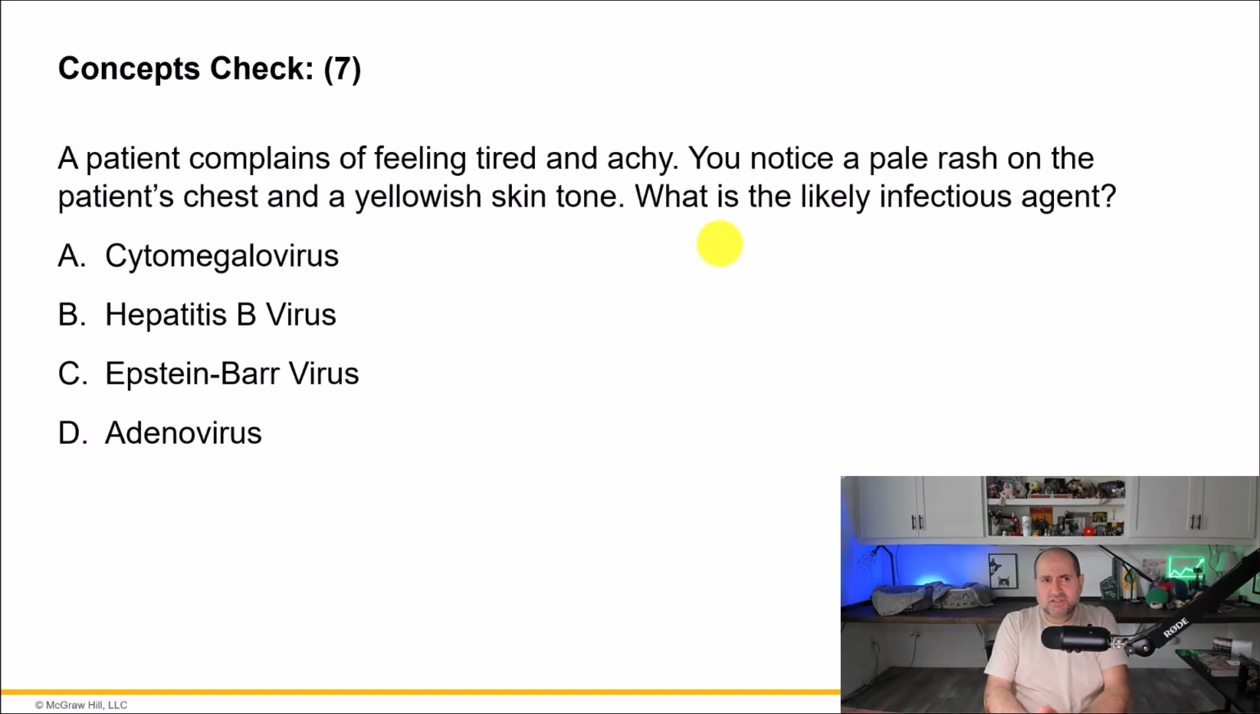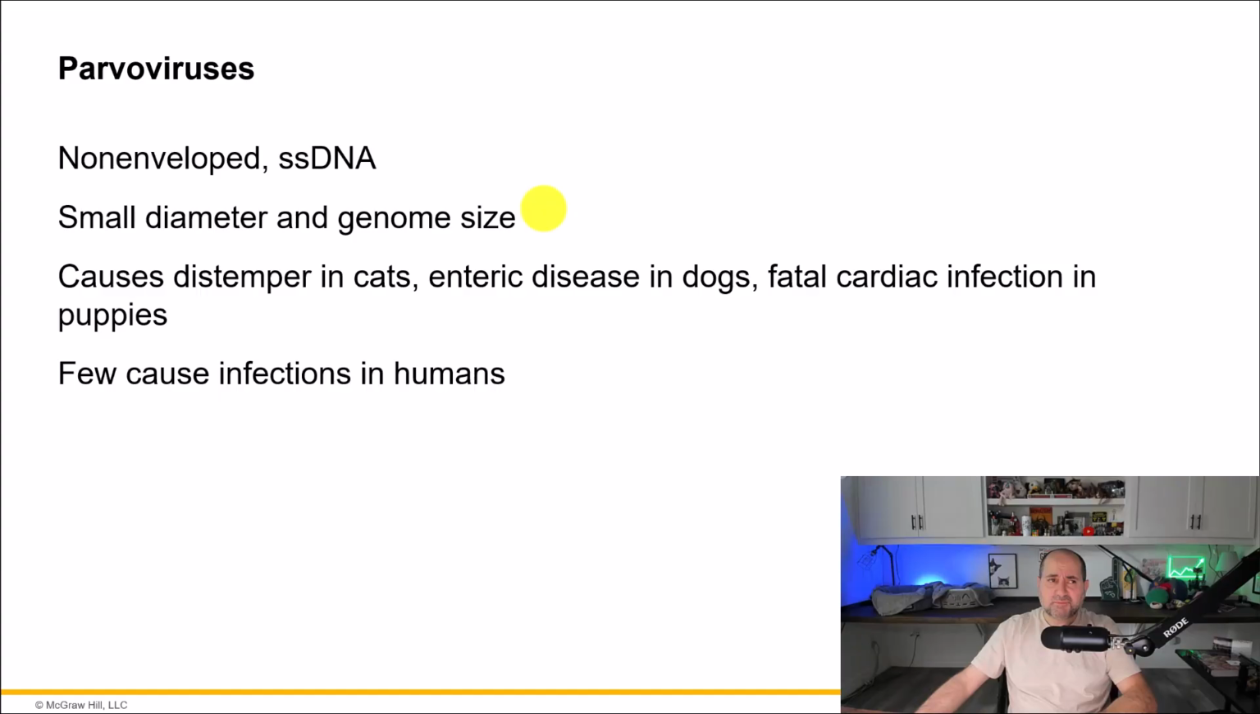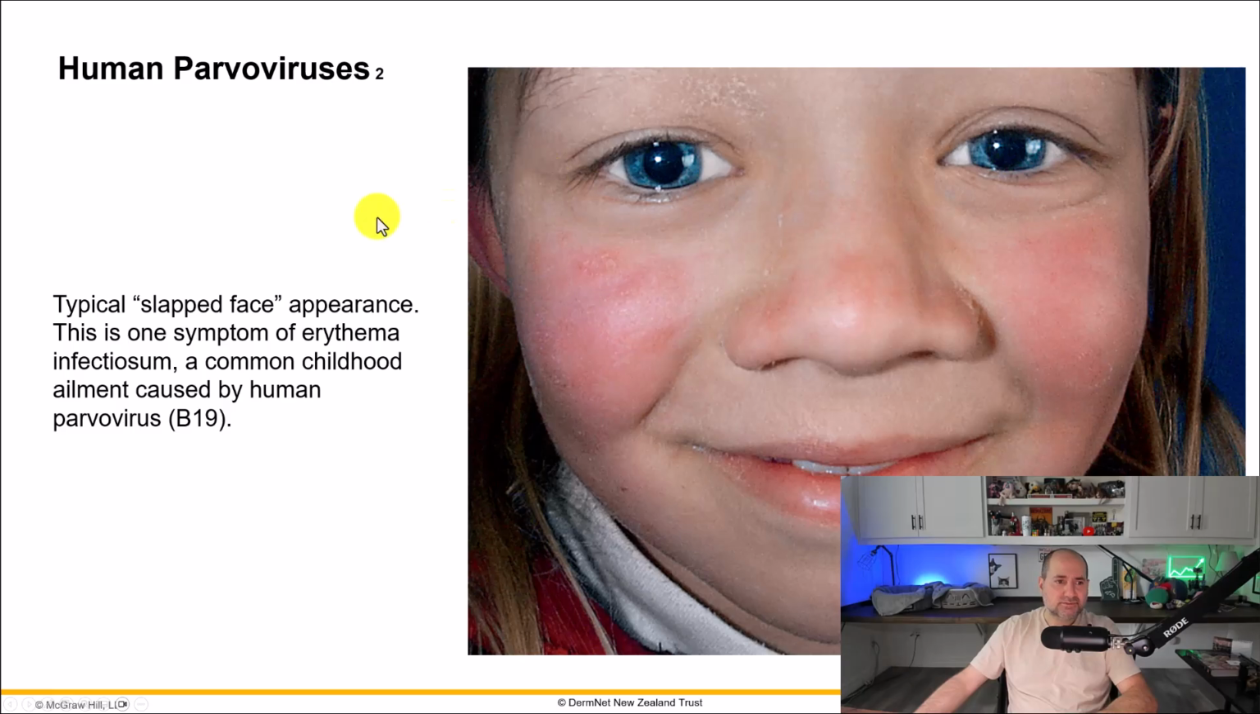So this leads to concept check number 7. A patient complains of feeling tired and achy. You notice a pale rash on the patient's chest, and a yellowish skin tone. That's the telltale sign right there. What is likely the infectious agent? Remember, yellowish skin tone suggests problems with the liver, hepatitis B virus. And remember, lastly, we talked about parvoviruses and how B19 parvovirus can cause erythema infectiosum, or fifth disease. And that's it really for chapter 24.